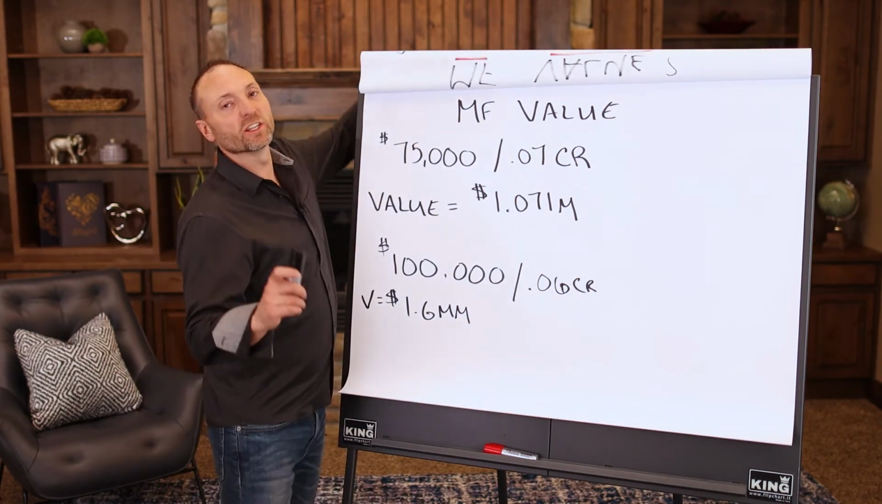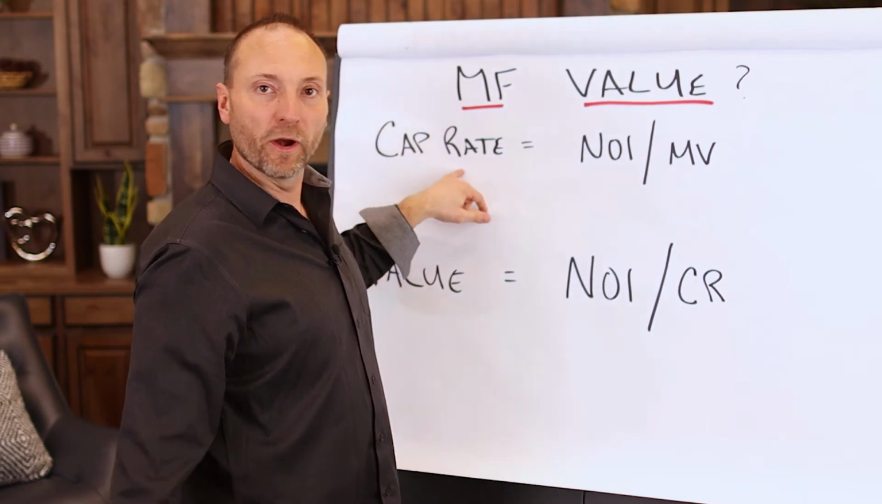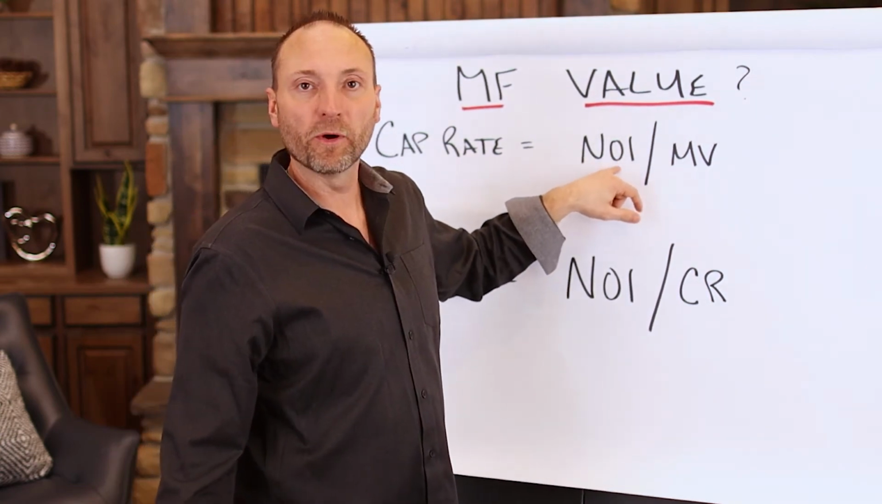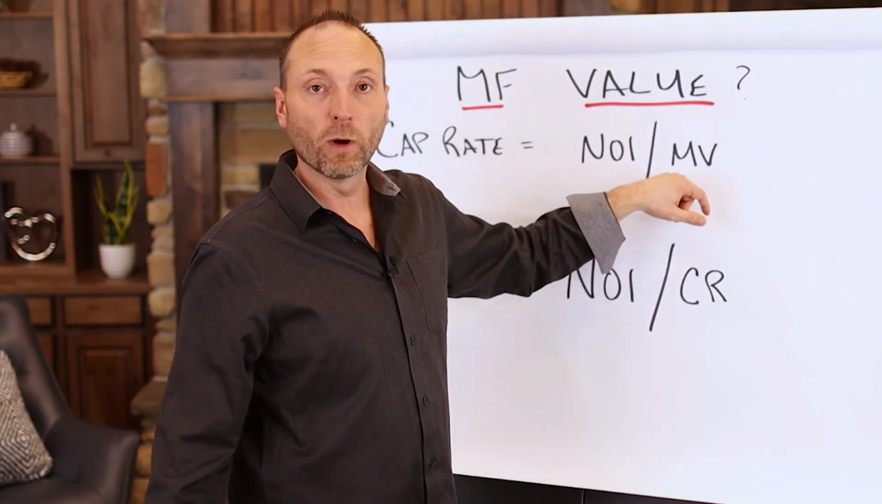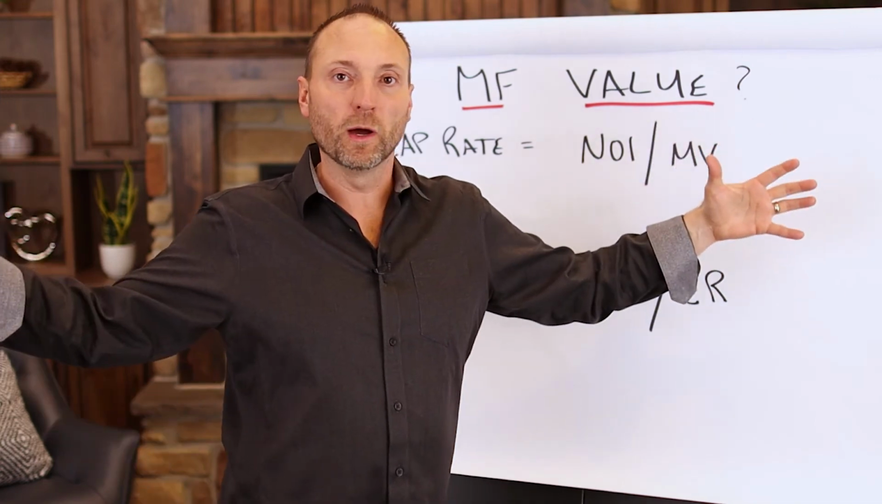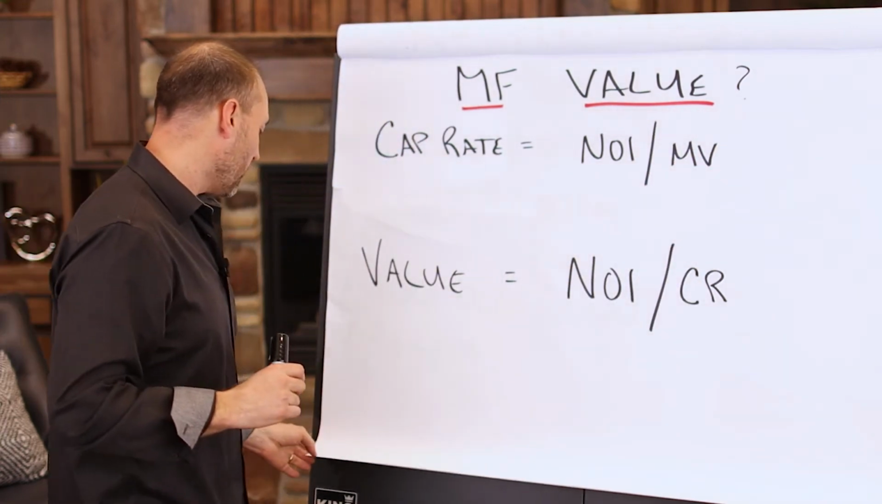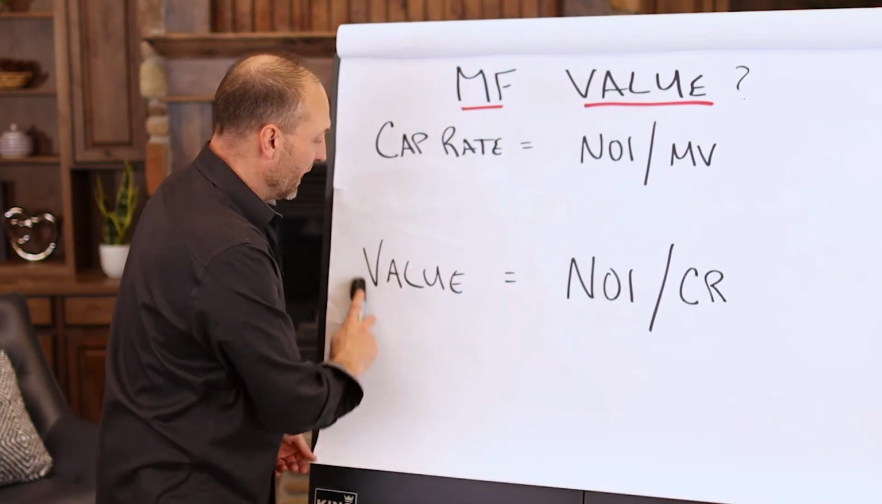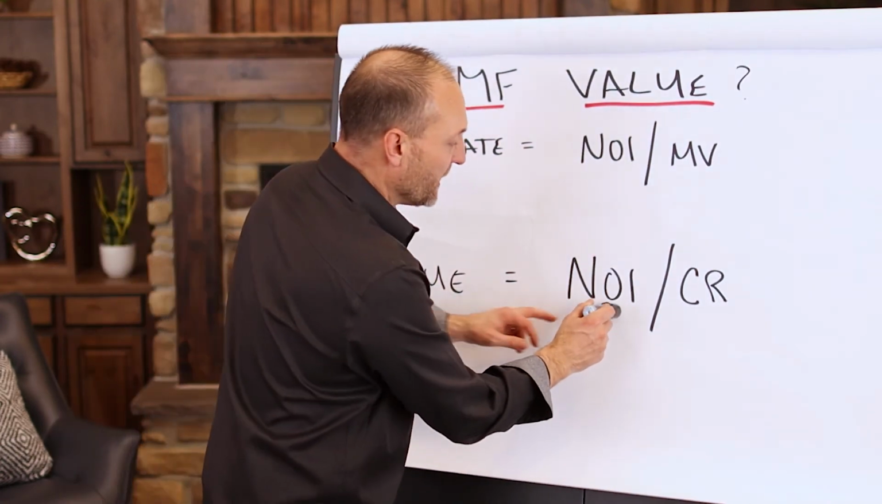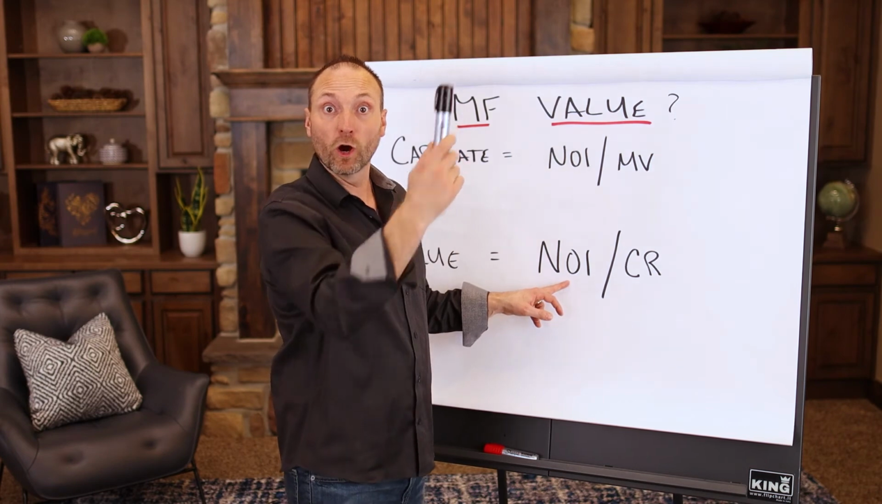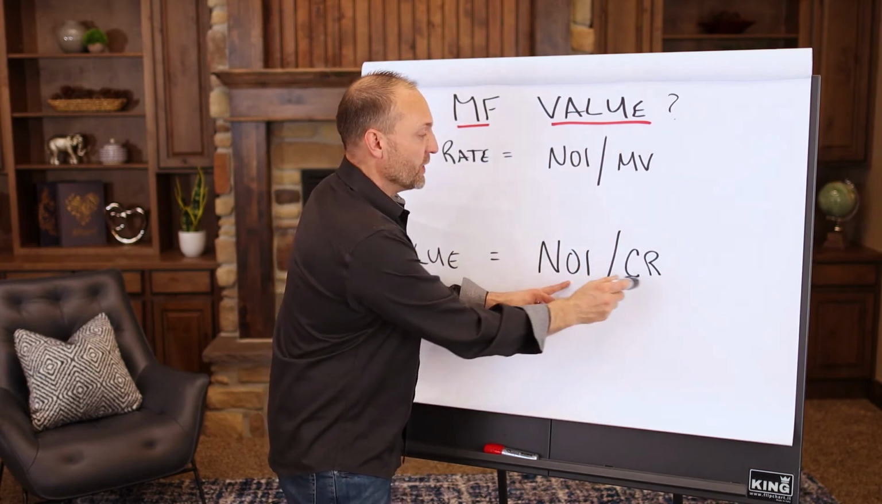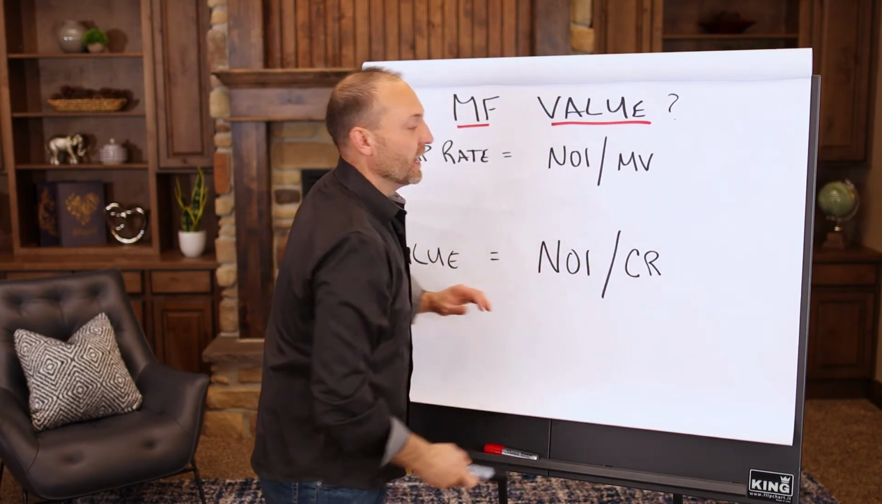Let me make sure I touch on something else. You know you need the cap rate, you need the net operating income, you need the market value. But what in the world do you do with those numbers? Go back to our examples. Your value is going to be that net operating income, remember our $75,000 or our $100,000, and you're going to divide it by that cap rate, and you're going to get the value.